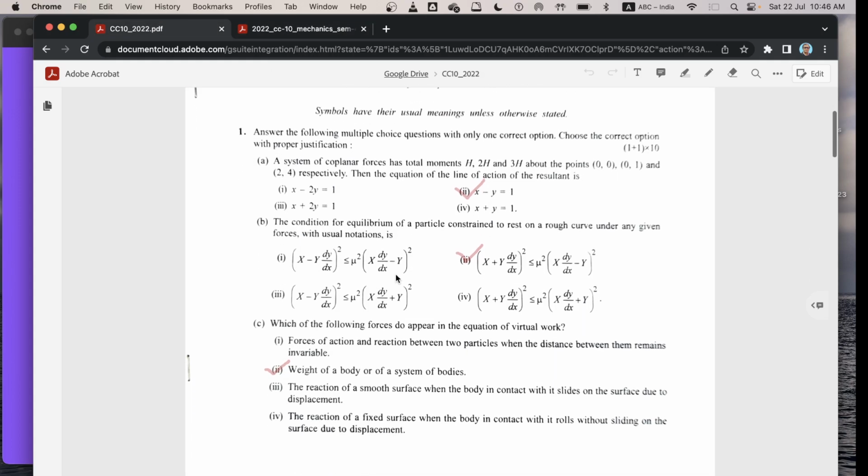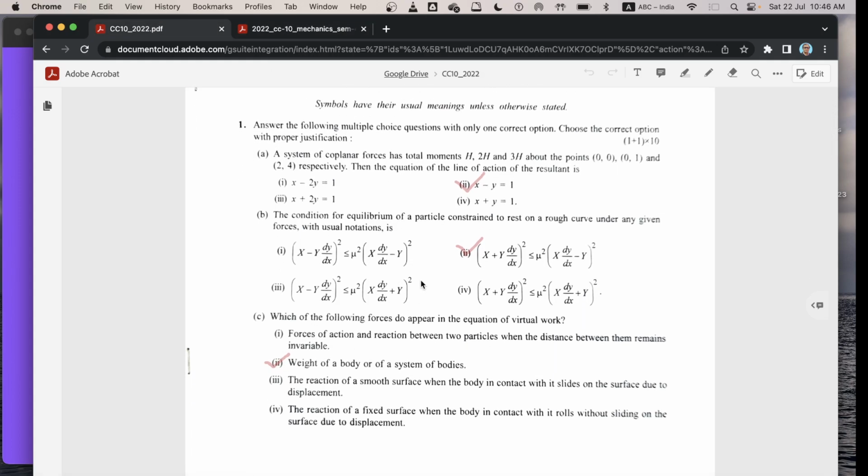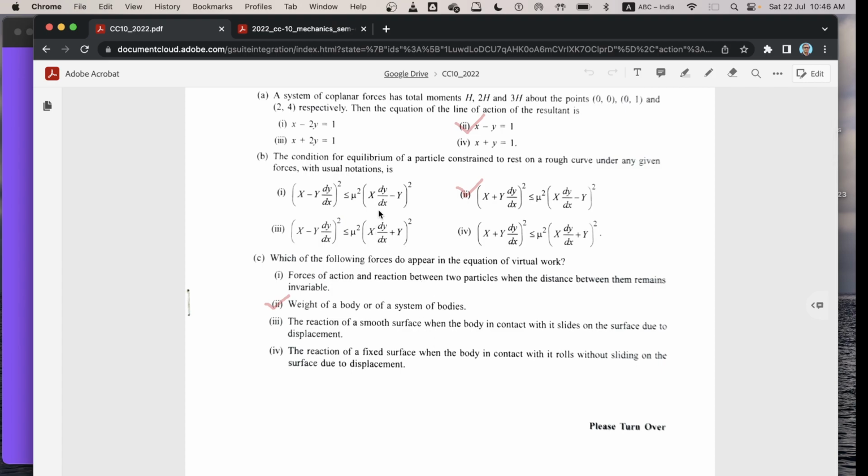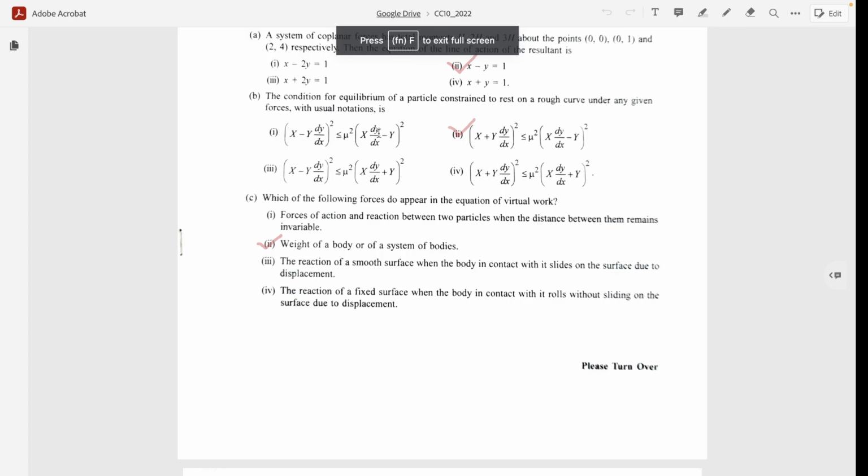Next, question 1b. The condition for equilibrium of a particle constrained to rest on a rough curve under any given forces, with usual notations, is: the correct option is 2, (X plus Y dy/dx) whole square less than or equal to mu square times (X dy/dx minus Y) whole square.